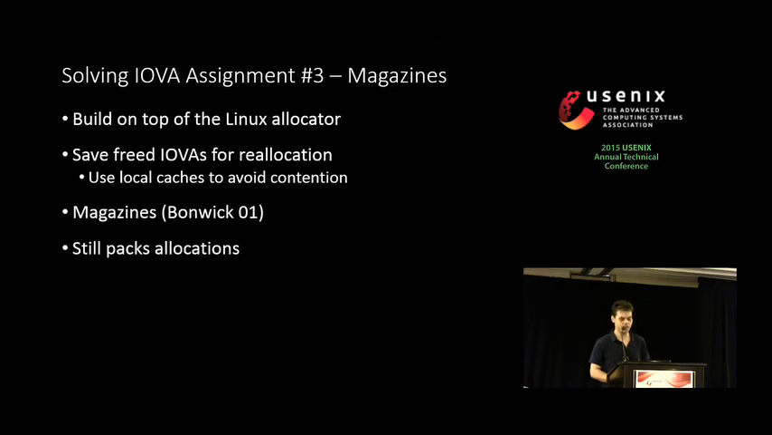For our third design, we'll use the Linux allocator as a baseline, and we'll take a note from general allocators and just layer it with local caches, so we can reuse freed IOVAs without accessing a global lock. We just save them locally. And this has the upside of still packing allocations in the memory.